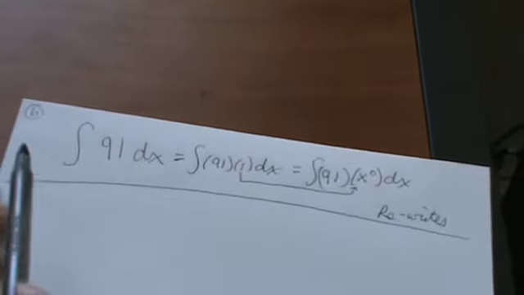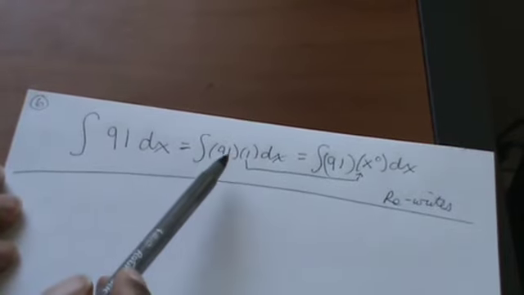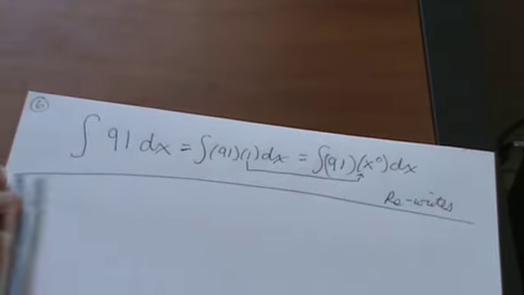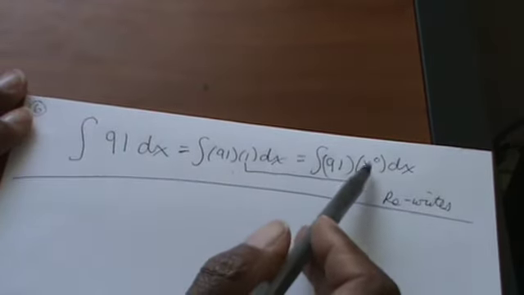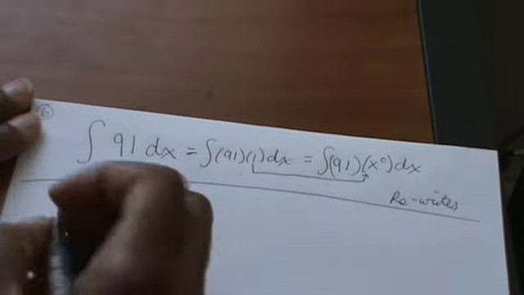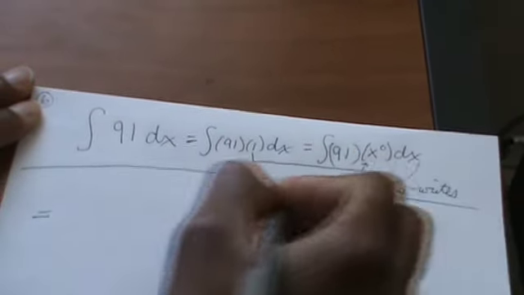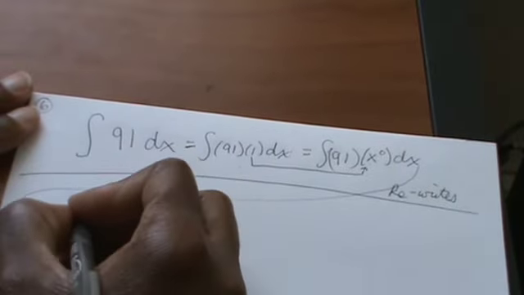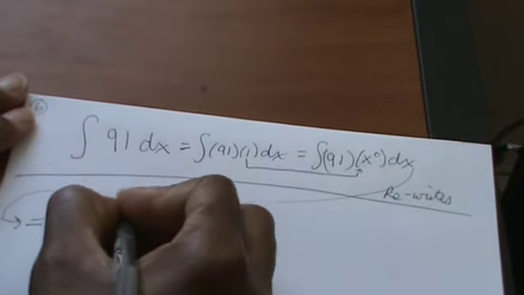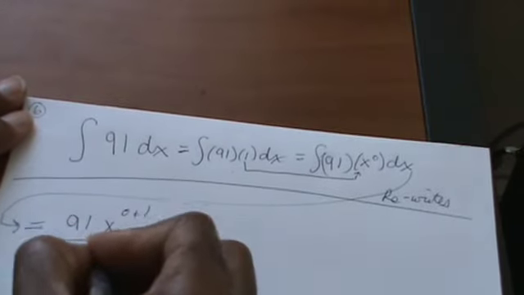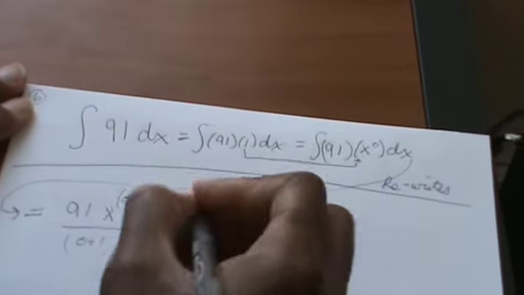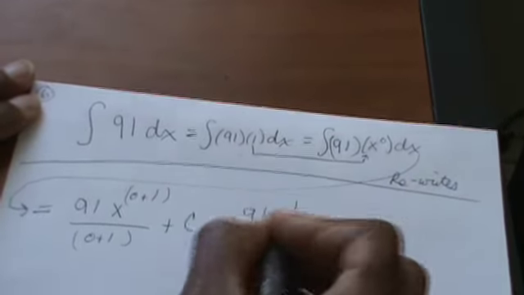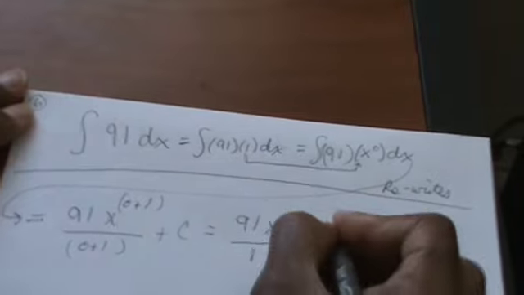Okay, so to be clear, all of this is just rewrites. I haven't actually taken the antiderivative. 91 is the same as 91 times 1, which is the same as 91 times x to the 0. Okay, so now I'm ready to do my antiderivative because I have x to some power. So if I do this process of adding 1 to the power divided by the new power, I get 91 x to the 0 plus 1 all over 0 plus 1. Same two steps, plus c. So this equals 91 x to the first all over 1 plus c.